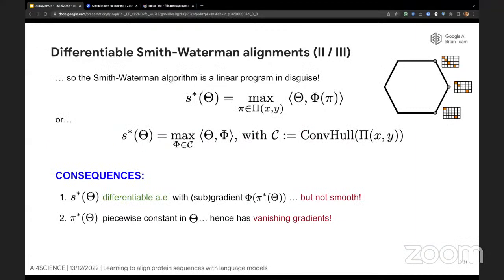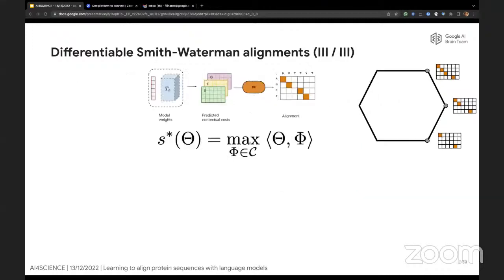Yeah, and basically, the problem is that now we want to backpropagate through the solution of this linear program, but the score is differentiable, but it's not smooth, which is already a bit problematic. And then the real problem is that the argmax, so the alignment that optimizes this linear program, is piecewise constant. So basically, the gradient is going to be 0 almost everywhere. This is something you also get in things like ranking and so on.